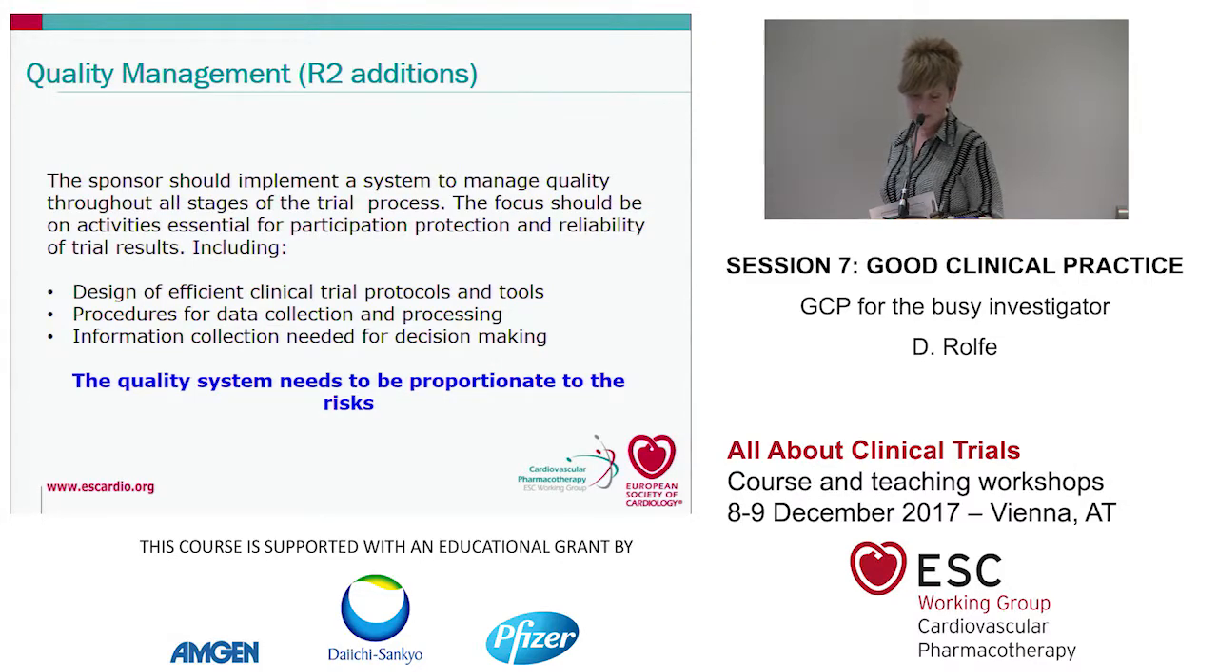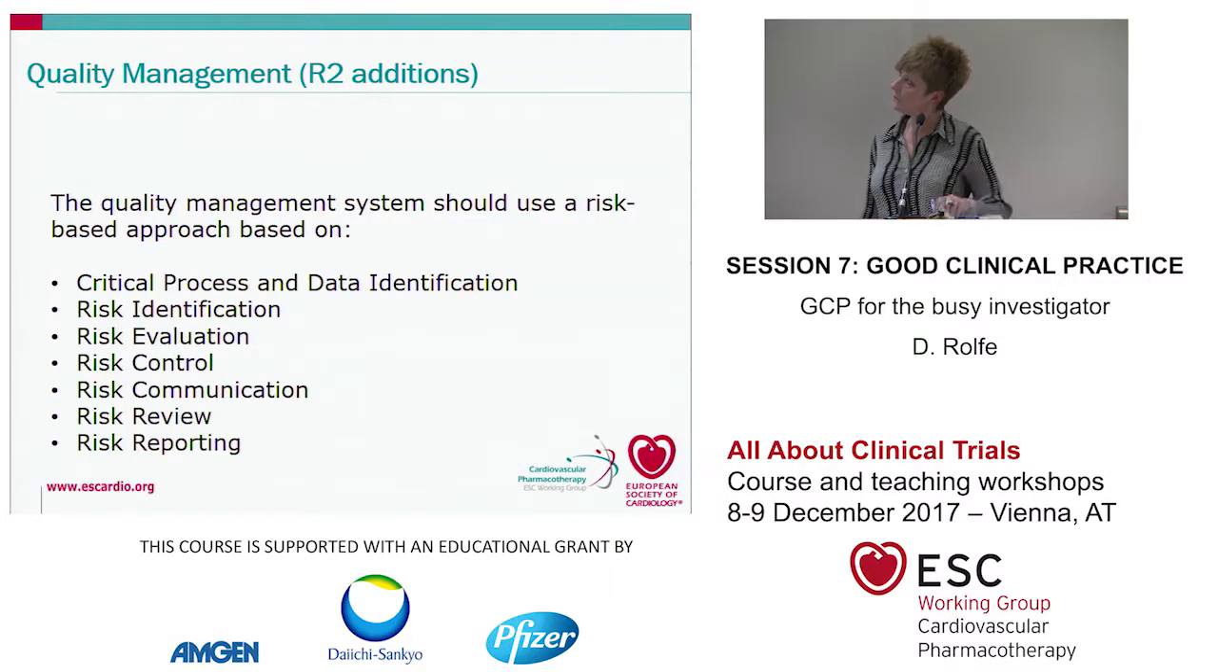So the sponsor team and the investigator should work together throughout the protocol development to discuss and identify risk and delivery of the project. The statistician should have a say on the data collected for analysis, which in turn needs to be agreed both by the sponsor and the CI, Chief Investigator. So the quality management system should use a risk-based approach on critical process and data identification, risk identification, evaluation, control, communication, review, and reporting.